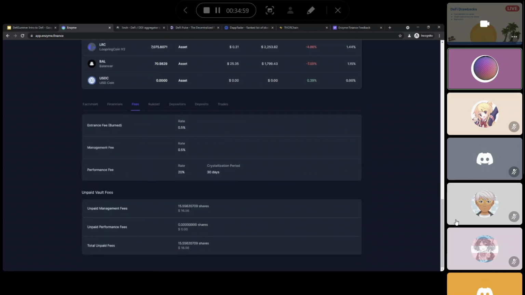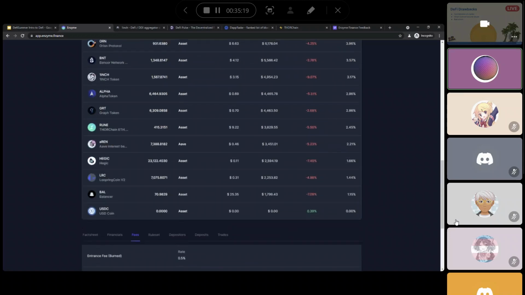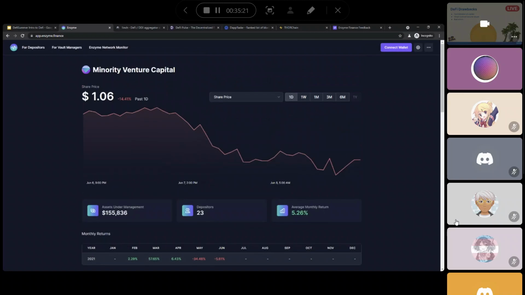Here you can see that every time someone puts money in the fund, 0.5% is burned. 0.5% is given as a management fee, and then every 30 days, the performance fee of 20% is given to the traders and the fund manager. So if they make 100% returns, 20% of that is given directly to the fund managers and the delegated traders. But did I answer your question?